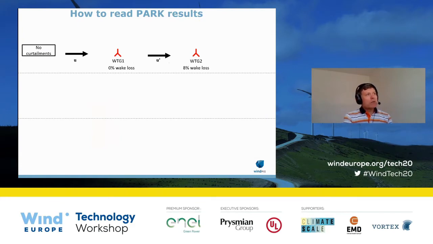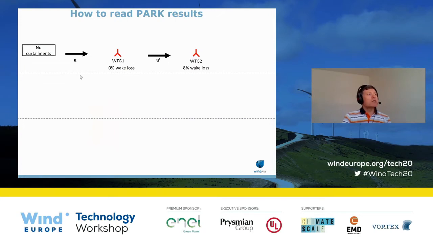In the next couple of slides, I would like to simply show you how to read and interpret the results out of windPRO. We'll start with some very trivial examples and go a bit more complex to try to understand how the software interprets, uses, calculates and returns the curtailment losses, essentially. Let's start with the most trivial scenario: we have two machines and no curtailment whatsoever.